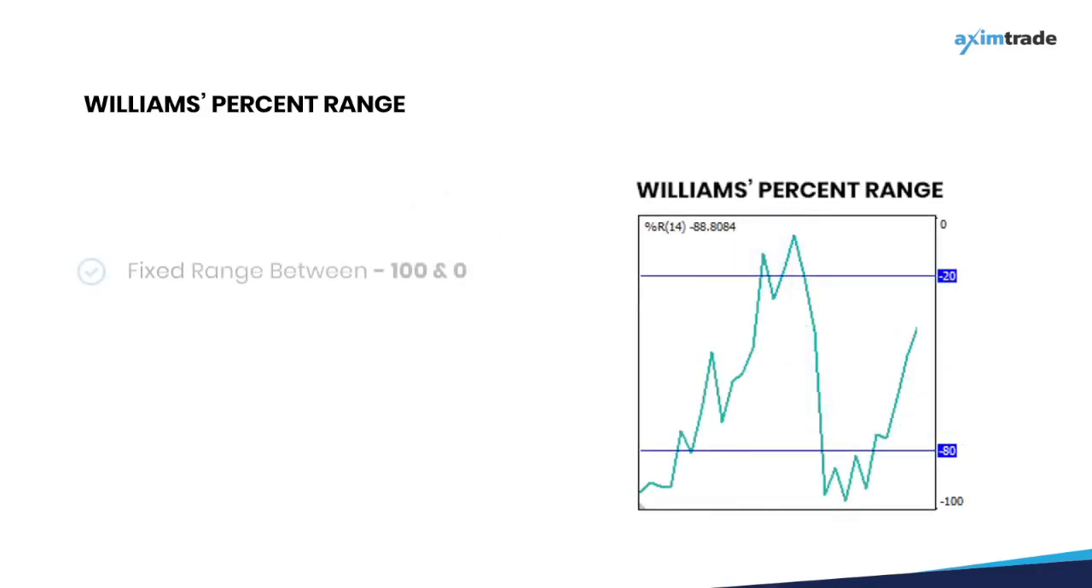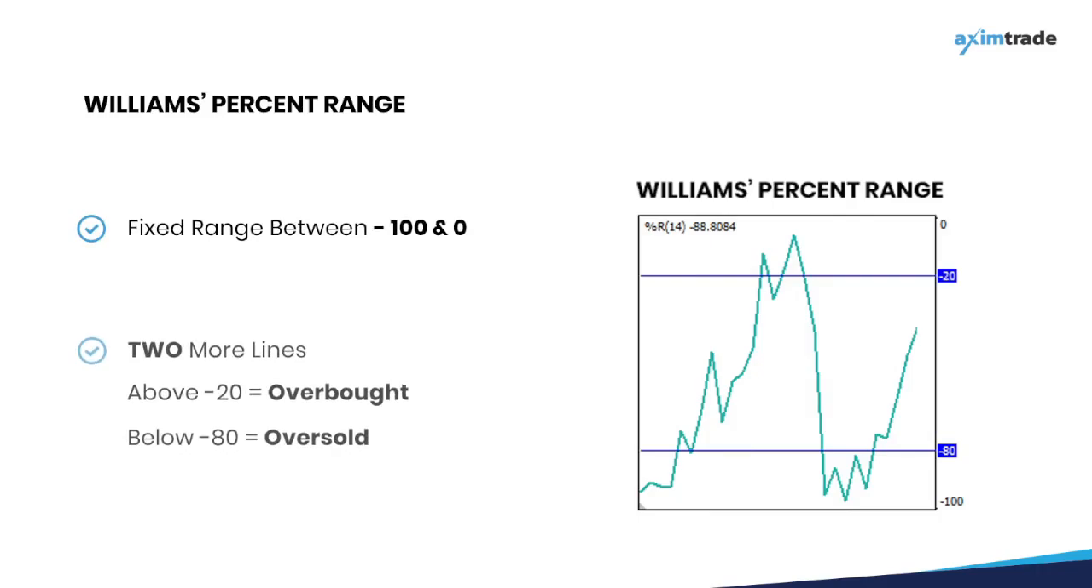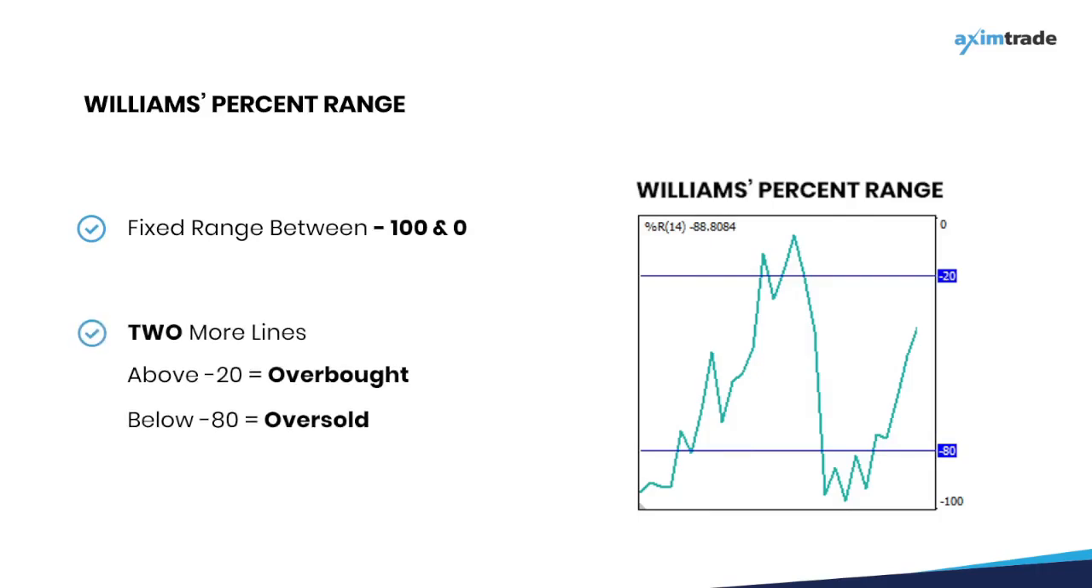This indicator has a fixed range between -100 and 0, and the Williams percent R cannot exceed the 0 level and cannot fall below the -100 level. This indicator automatically plots two more levels to indicate when the market reaches the overbought and oversold level. The extra two levels can be customized according to traders' preferences, but in general, above the -20 level will be overbought and below the -80 level will be oversold.